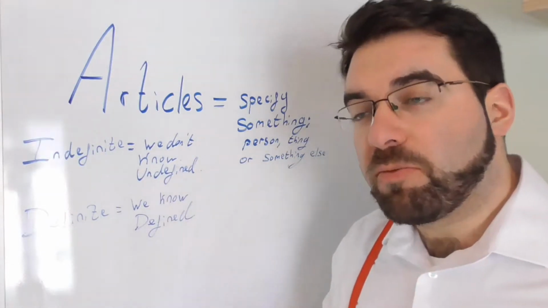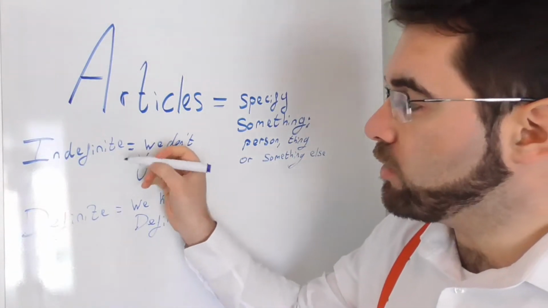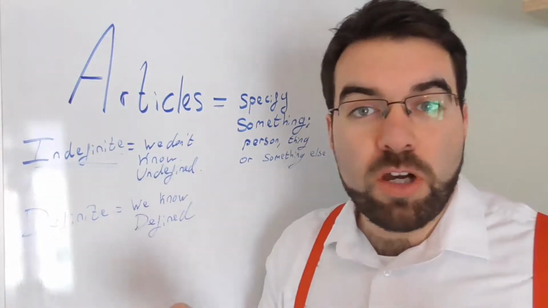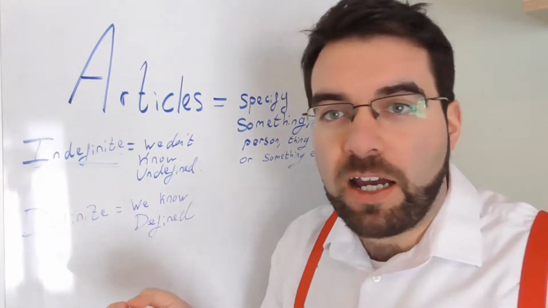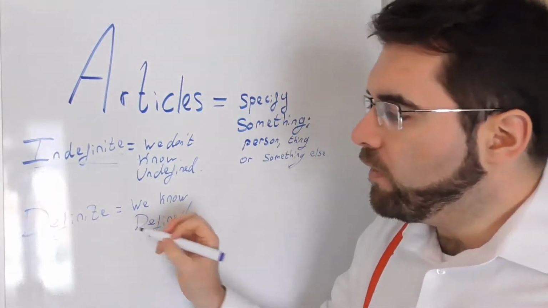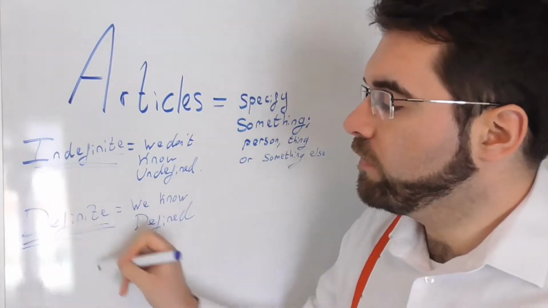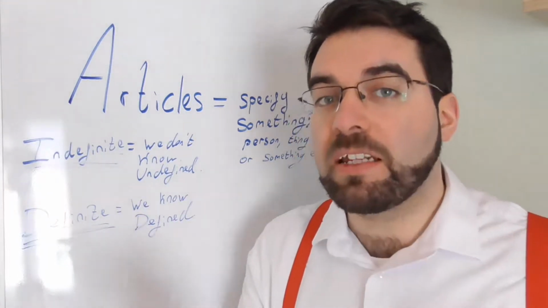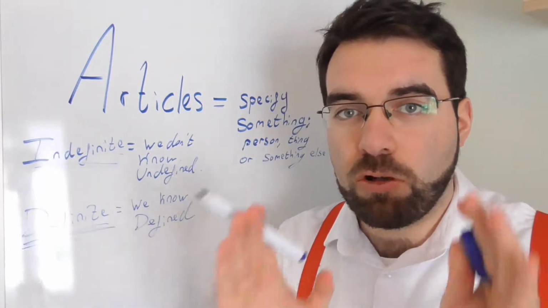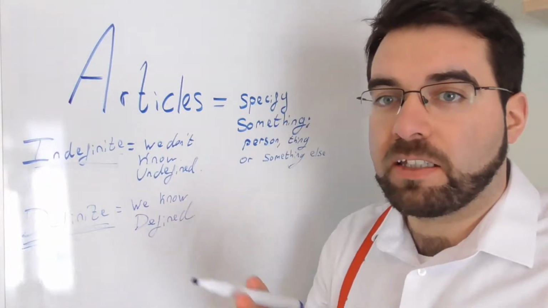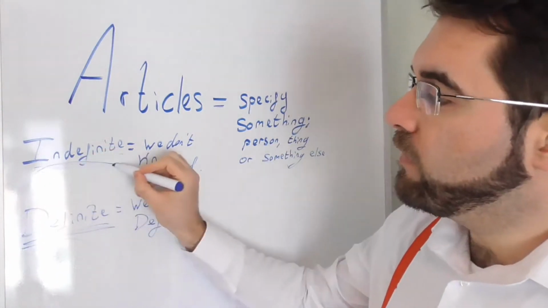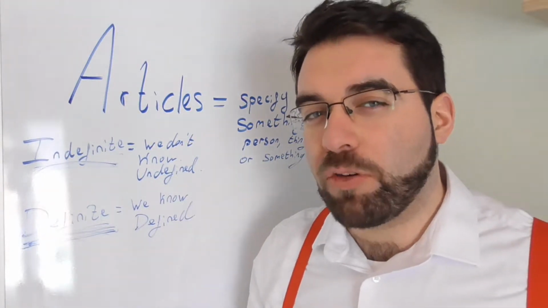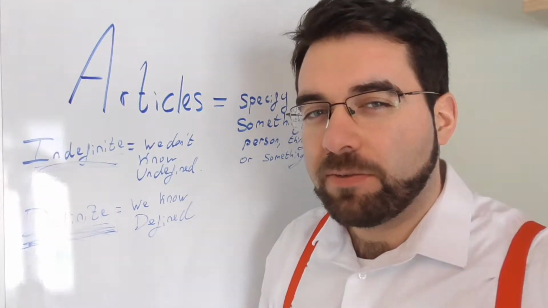And there's two main groups of these. There's the indefinite article. Indefinite, think like we don't know, it's undefined. And there's the definite article, which is when you know what the thing is you're talking about, or how many it is, the defined amount or person. Indefinite and definite. And we're going to talk about more of those right now.